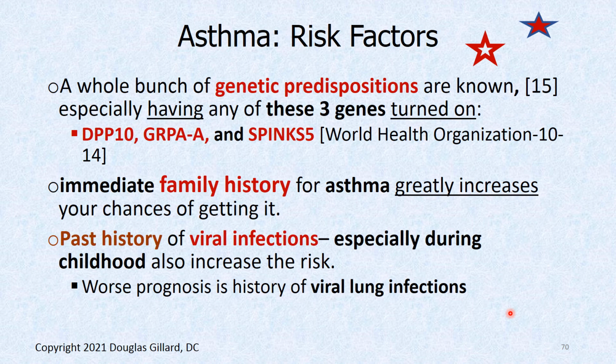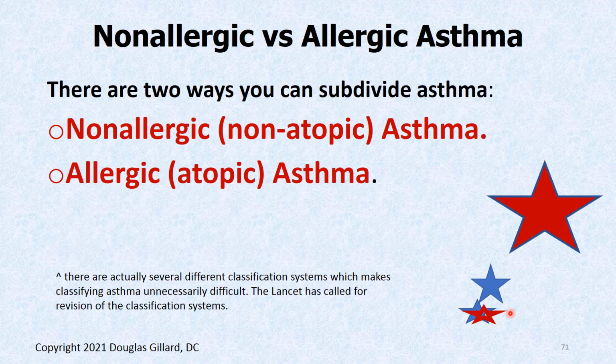There's a whole bunch of genes. I took all those slides out. I just want you to know 3 of them though. You can get tested for these. There's the DDP10, the GRAPA-A, and the Sphinx5. Gene mutations in these all increase the risk, make the airway hyperresponsive, make the goblet cells overproduce mucus. So mutations in those genes are trouble. Immediate family history, we talked about that. Children who've had viral pneumonia are also at risk for getting asthma later on down the road.